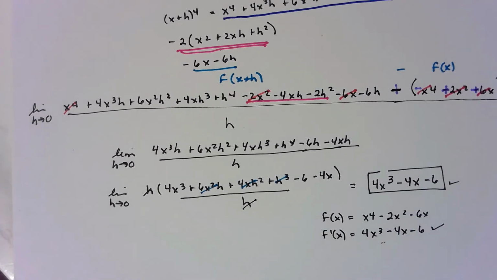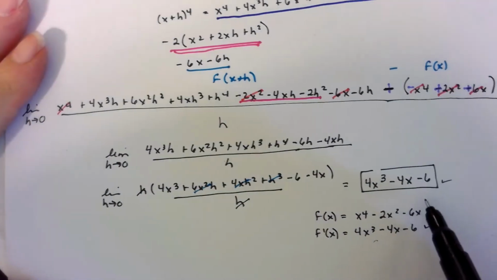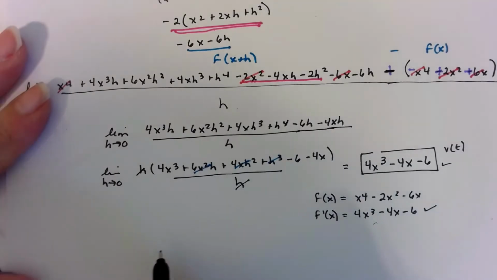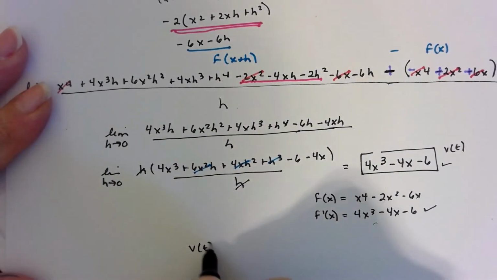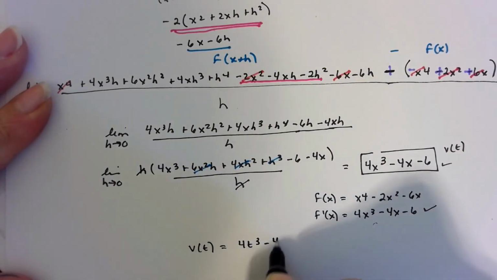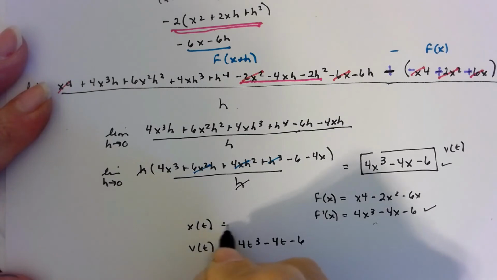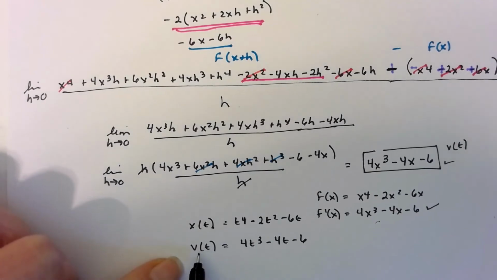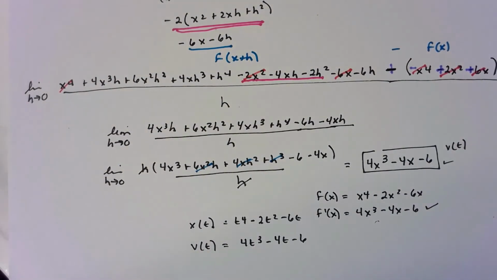Those of you that don't know the power rule, you have to make sure you don't make any mistakes here, and that's hard, especially with the quartic. So what is this? This is my velocity function. I took the derivative of position and I got velocity. In fact, I can call this v of t equal to 4t cubed minus 4t minus 6. The original function was x of t, which was t to the fourth minus 2t squared minus 6t. So the derivative of position gives me velocity, and you see I'm with the same variables that I started with.